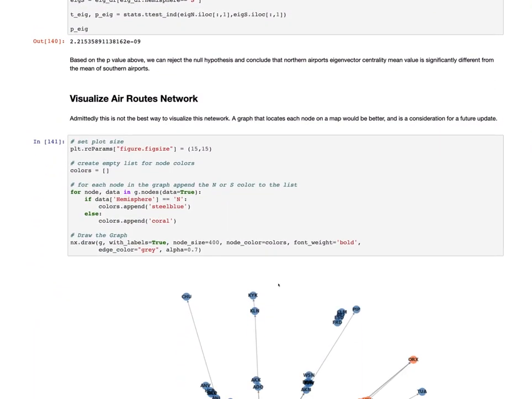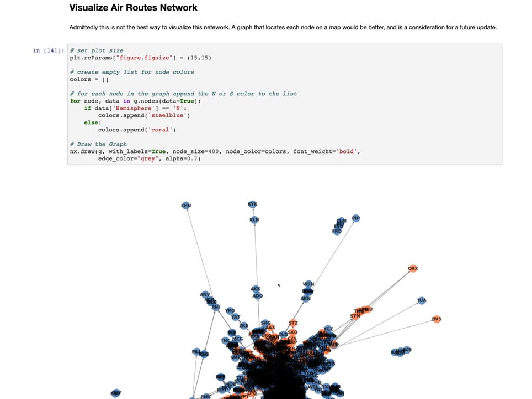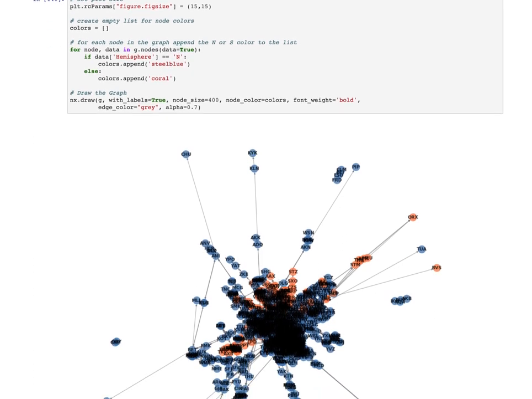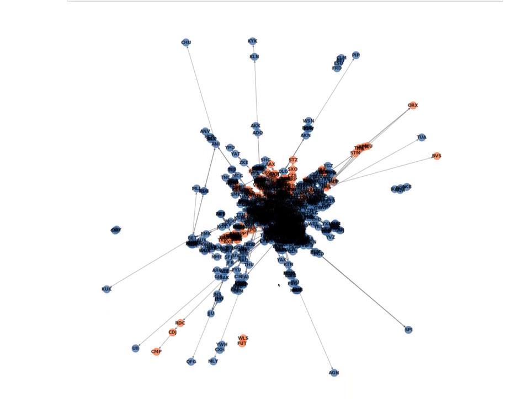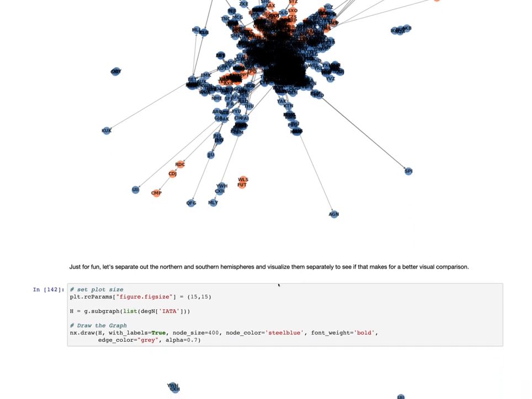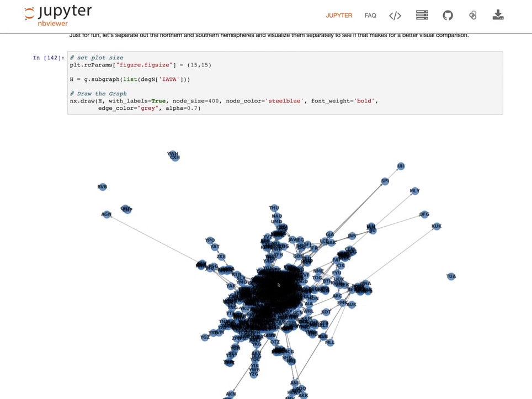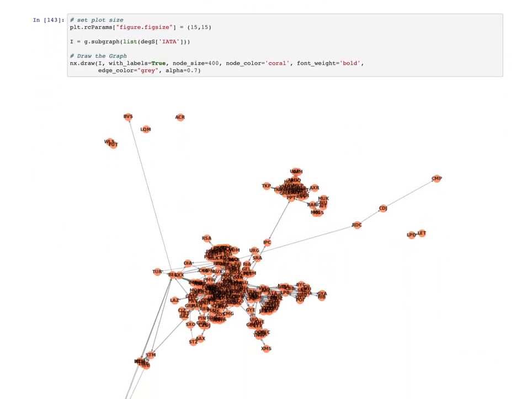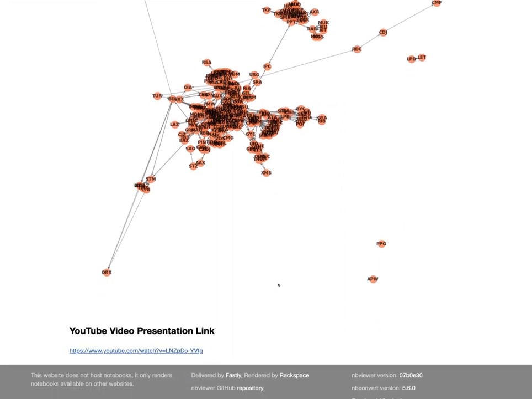Then we visualized the network, even though we realized this is not really the optimal way to visualize this type of network. It probably should have been on a map, but we wanted to see if we could see anything from the visualization. But there are way too many nodes overlapping to really get much out of this. So then we tried separating the hemispheres. I think this one is the north, and then the south in this one. But even still, it's hard to really see what's going on with these graphs.